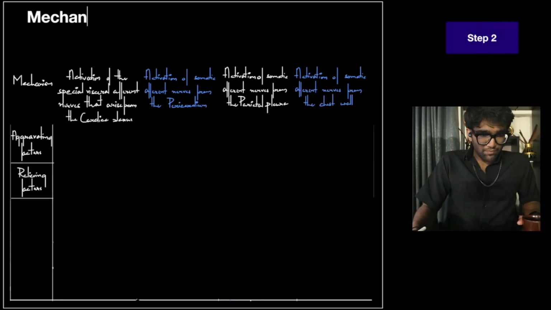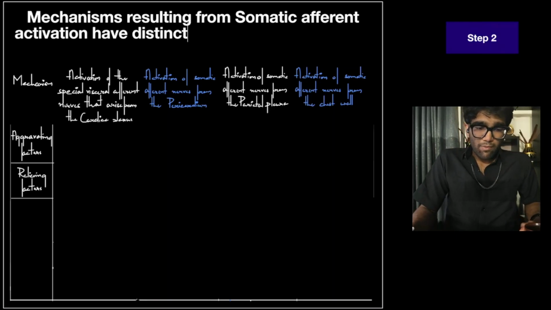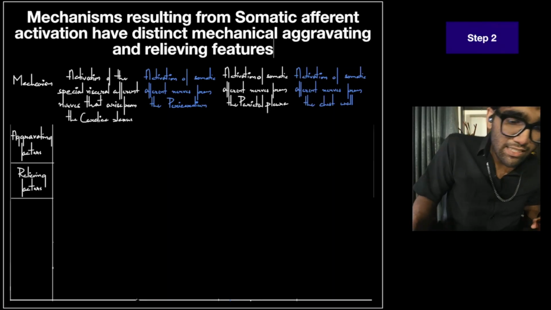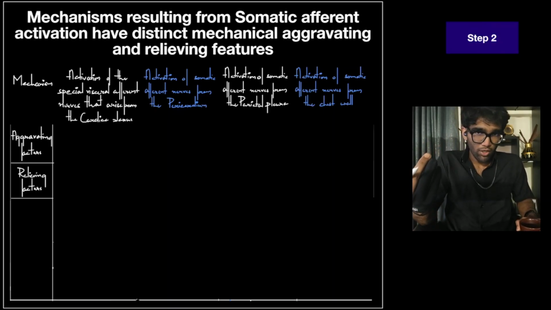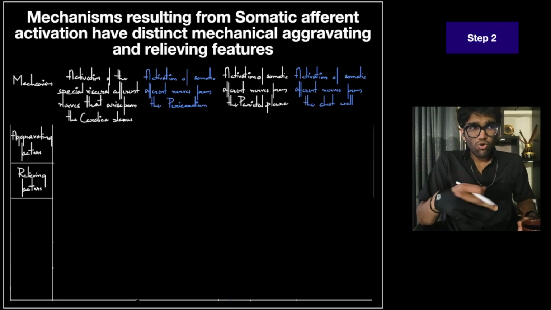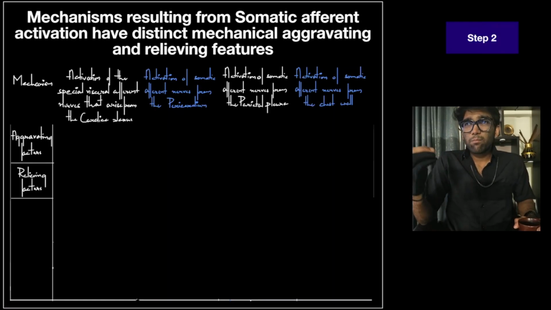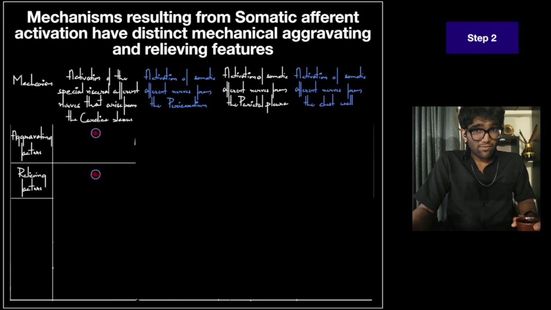Now, again, the mechanisms that result from somatic efferent activation have distinct mechanical aggravating and relief features. So the change in mechanical forces experienced by the chest wall structures, or the parietal pericardium or the parietal pleura, they are very apparent. It's something mechanical that induces this kind of worsening of pain. So this is not the case with cardiac plexus origin pains. That is something that will become very apparent in our specific discussion in the next slide.